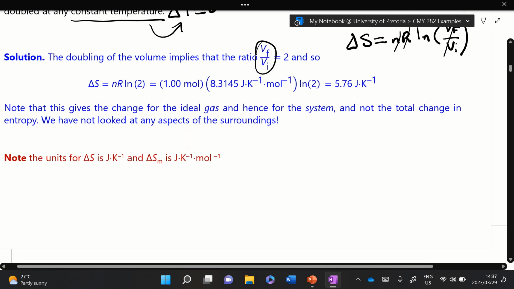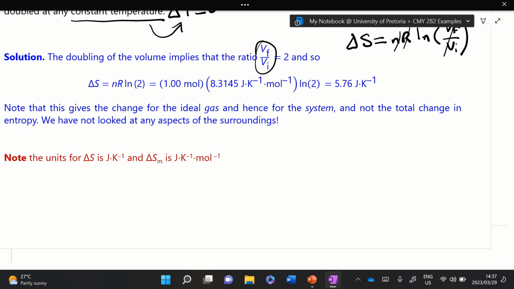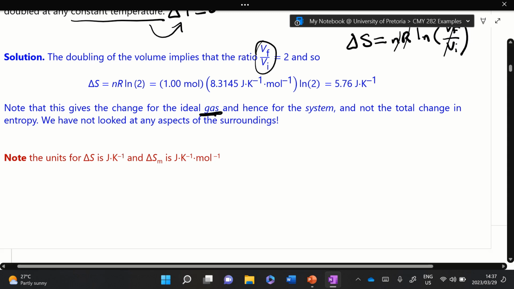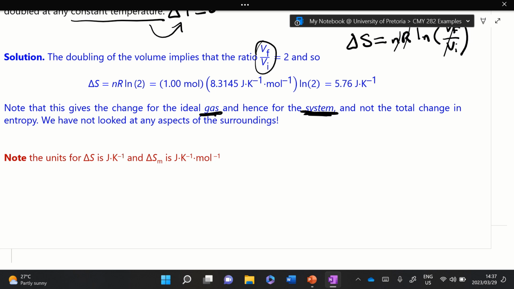And then a very important point that I want to highlight is that you need to understand that this is what we've calculated for the gas. So for the gas's expansion. In other words, this is for the system. And it's not something for the surroundings. We have no information on what kind of heat exchange there was with the surroundings and what the effect of the changes was on the surroundings. That's actually discussed in the next section. So this is purely a focus on the system.